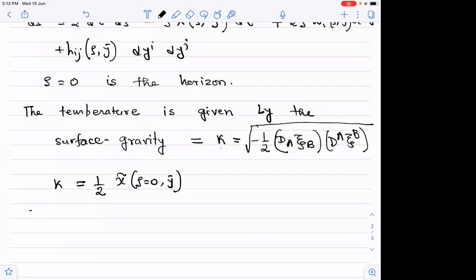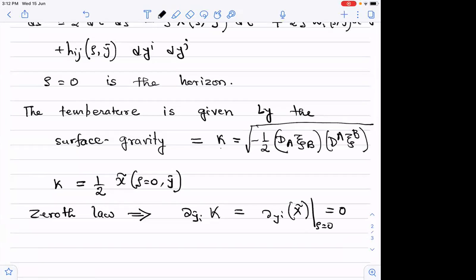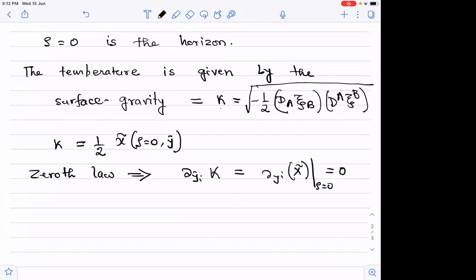And the zeroth law says, what do we mean by zeroth law? It's the following: del y^i of kappa, which is also equal to del y^i of x tilde evaluated at rho equal to 0, is equal to 0. In other words, kappa doesn't depend on the other y^i directions, or kappa is constant on the horizon, which is rho equal to 0.